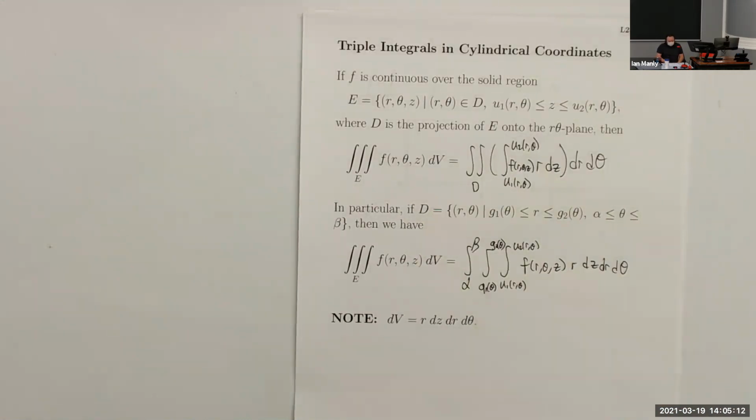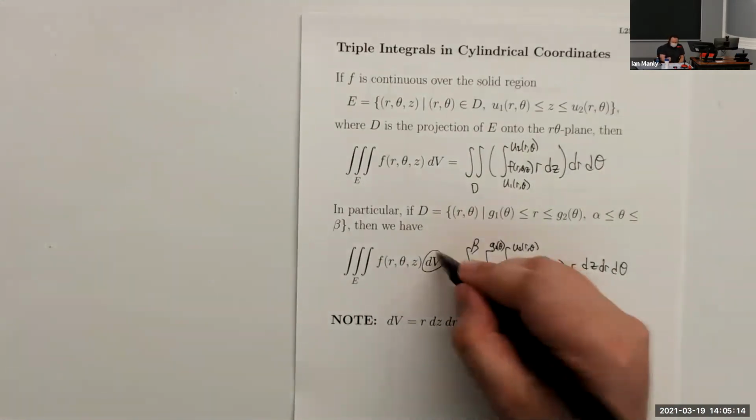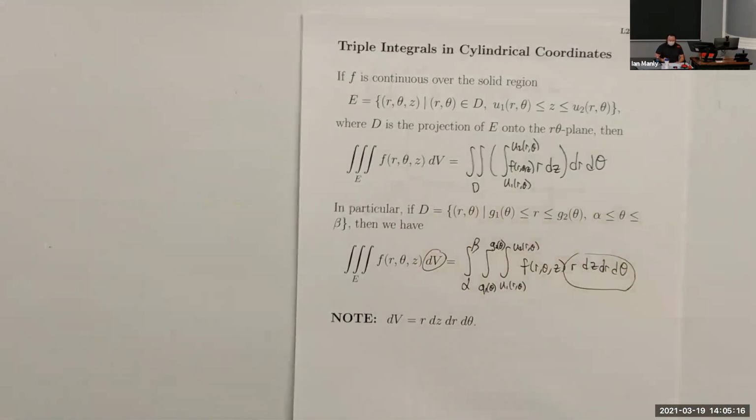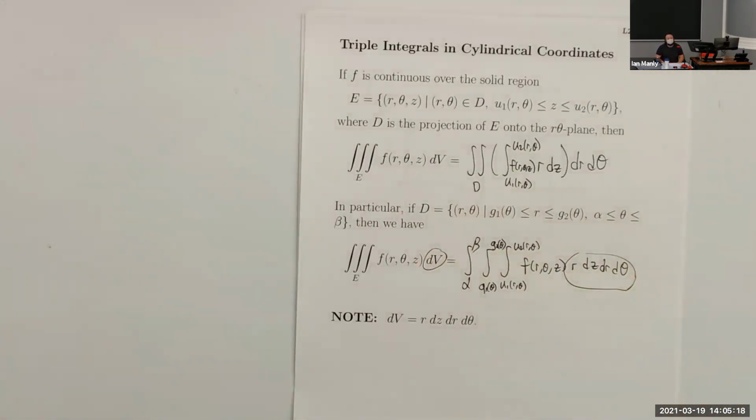And oh, I guess I said this on the previous page, but dV, the differential here, is going to be r dz dr d theta. So we can't forget to put that extra r in whenever we flip into cylindrical coordinates. So basically, to summarize everything I've just said, cylindrical coordinates are where we turn x and y into polar and we leave z alone. That's what cylindrical coordinates are.